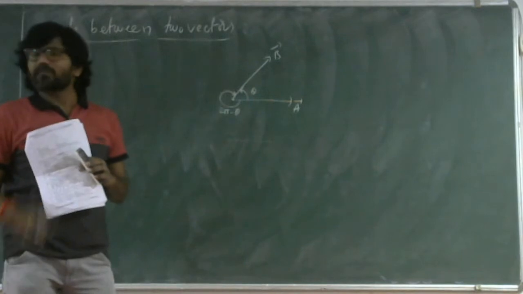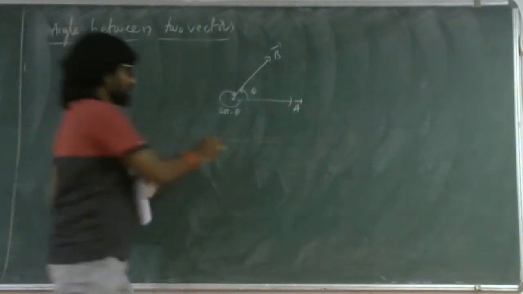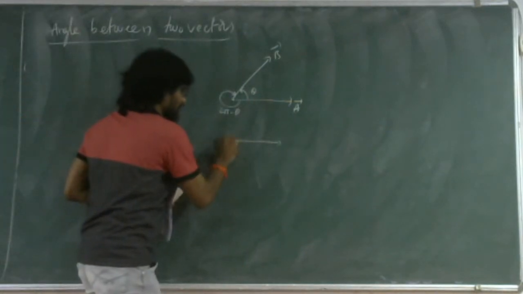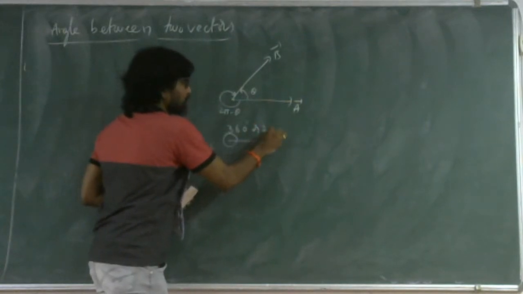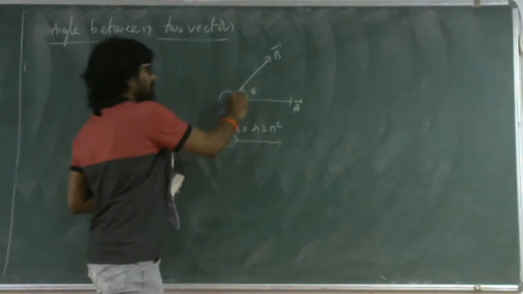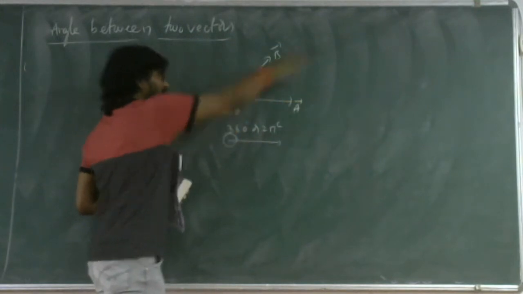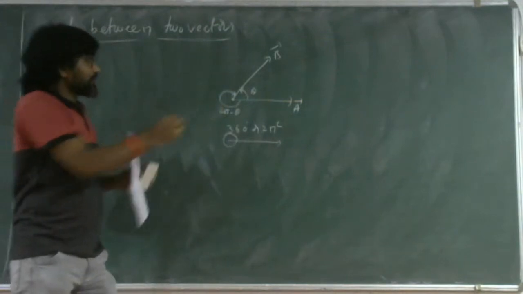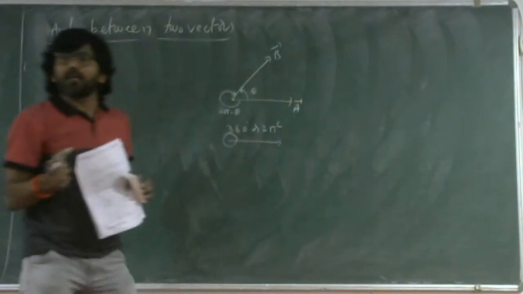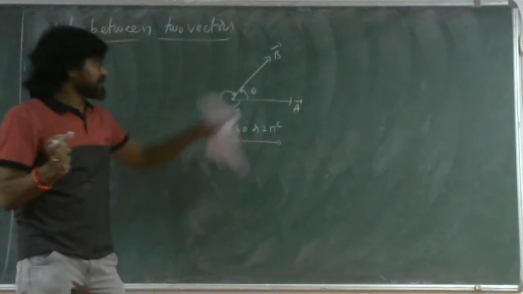Yes. And following this, if this is a line, this angle will be taken as 360 degrees or 2 pi radian. But instead of 2 pi minus theta, this is the angle. So out of these two angles, this is the smaller angle. Is it clear? This is the smaller angle.